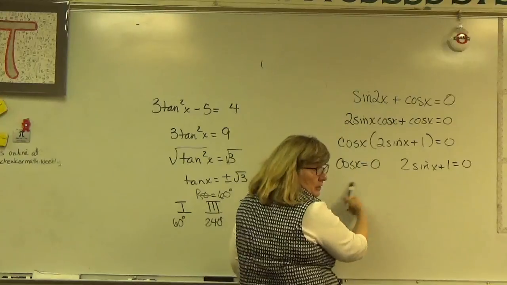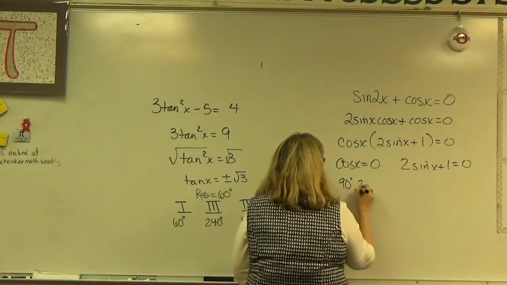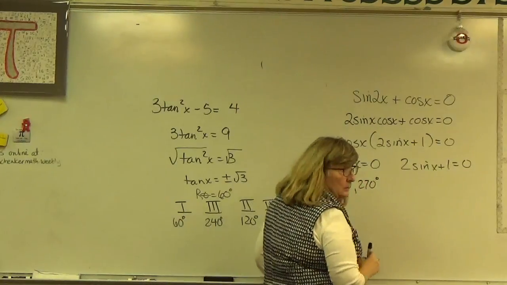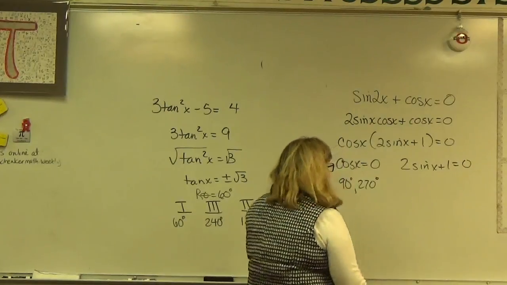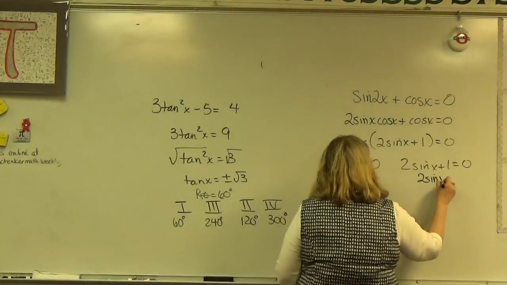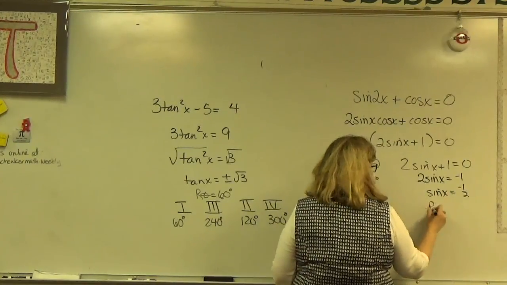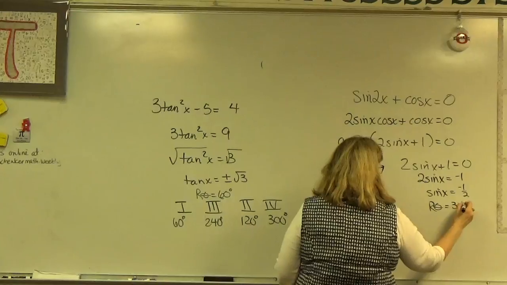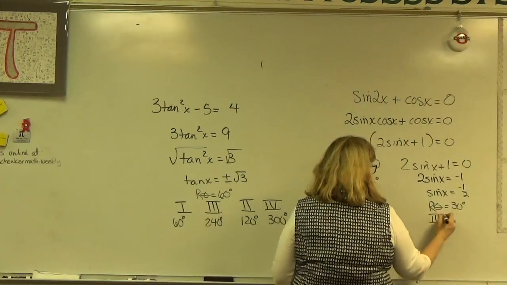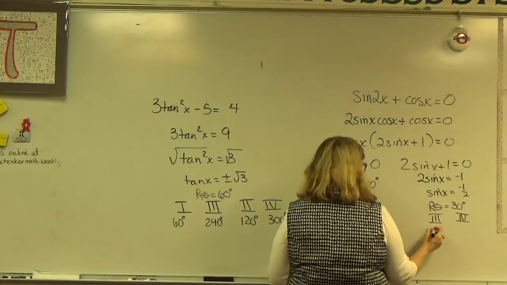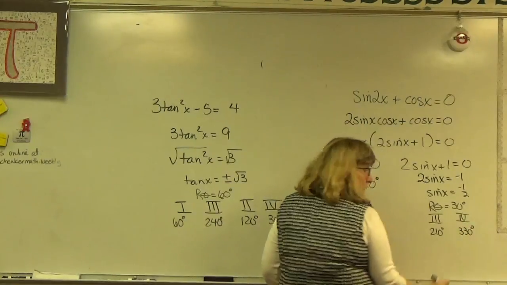So that one should be directly on your chart. 90 and 270. Look where cosine is 0. Okay. And sine of x equals negative 1 half. Reference angle is what, 30? Yep. And where's sine negative? So 30 plus 180 is 210. 360 minus 30 is 330.